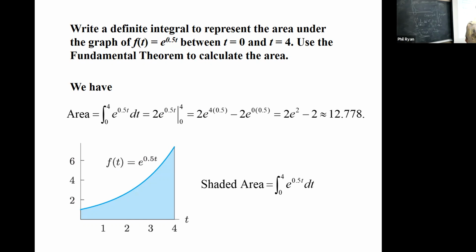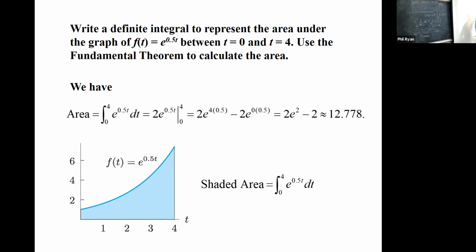Okay, so this is just recapping over what we did today. Let's say we want to write a definite integral to represent the area underneath the graph of e to the 0.5t between 0 and 4, and then calculate the area. Well, writing the integral which represents the area is straightforward, right?